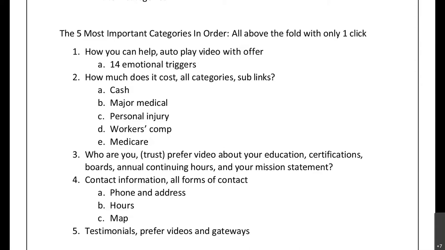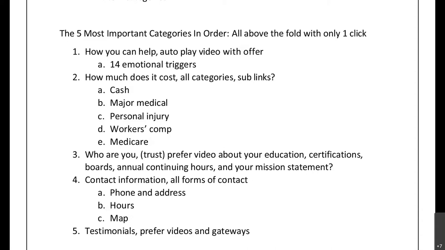How can you help me? How much does it cost? Who are you? Trust. And where are you? Those are the 4 most important topics. And if you had nothing else on your website, you'd be fine. That's the 20%. That's the 20% of the 20/80 rule right there.